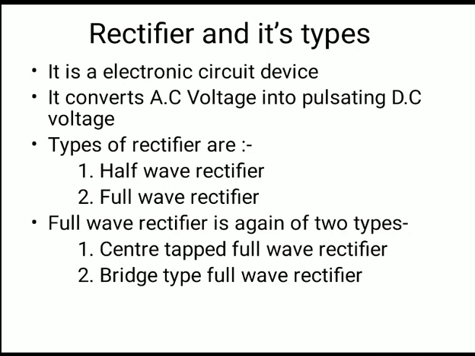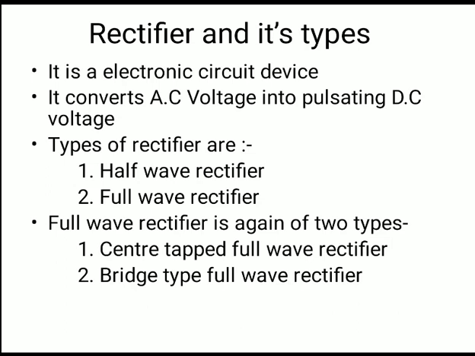It is an electronic circuit device that converts the AC voltage into pulsating DC voltage. We know what AC voltage means, right? But we cannot use AC voltage for the diode, because the diode is a very small electronic component and AC voltage is very high. So we have to convert it into DC voltage, and for that purpose we use a rectifier. But the rectifier only converts it into a pulsating DC.